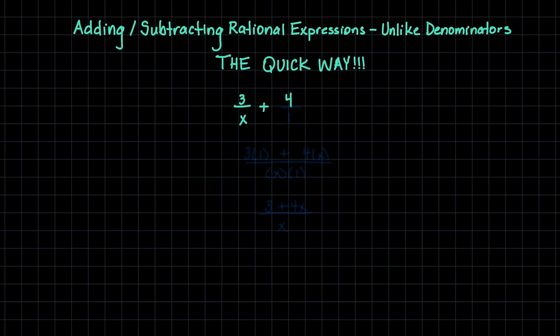We're going to start off with adding 3 over x plus 4. First thing I want to note, always make a whole number into a fraction by putting it over 1. That way you know what you're dealing with. We're dealing with two fractions that have different denominators. So let's go ahead. 3 times 1 plus 4 times x all over x times 1. That leaves us with 3 plus 4x all over x.